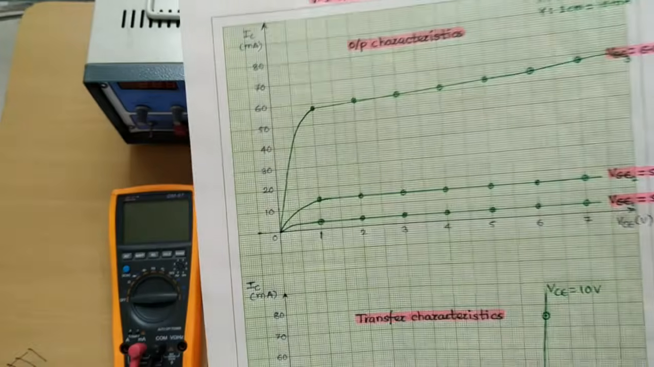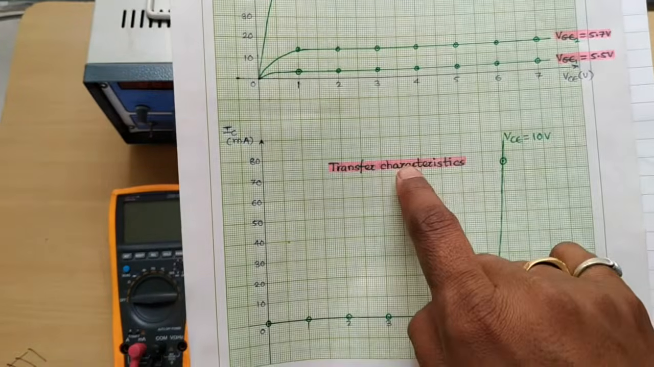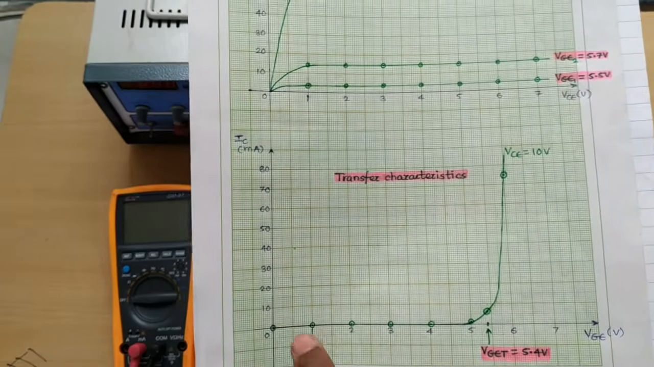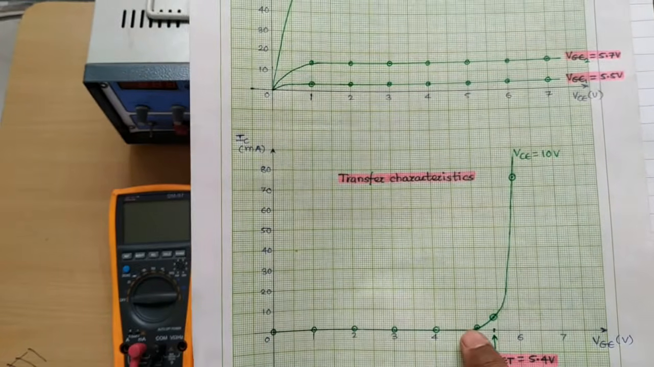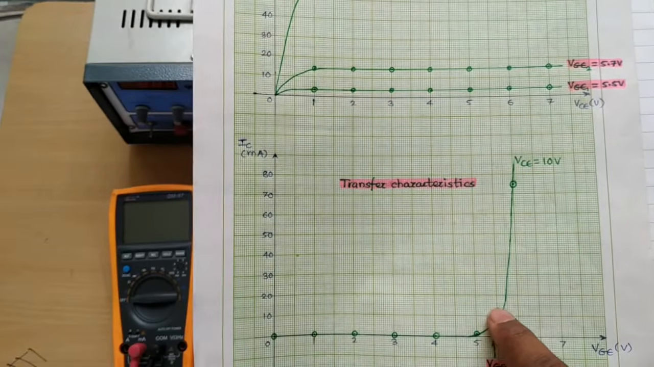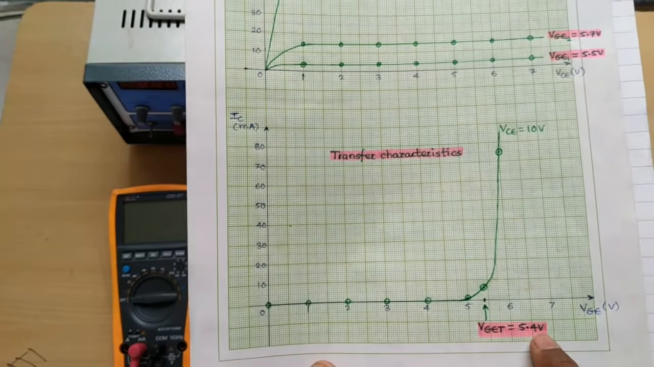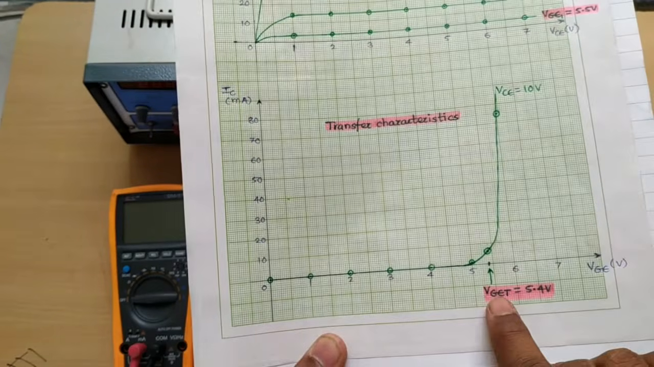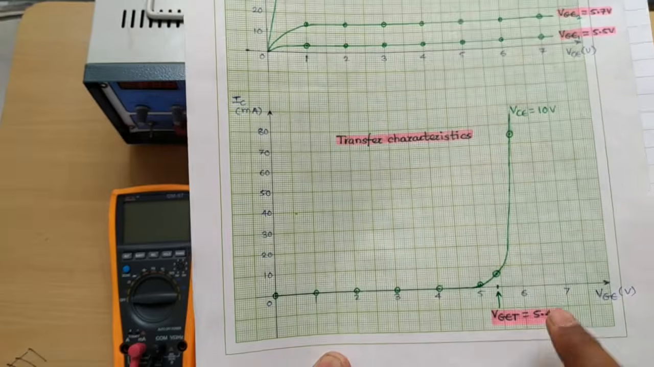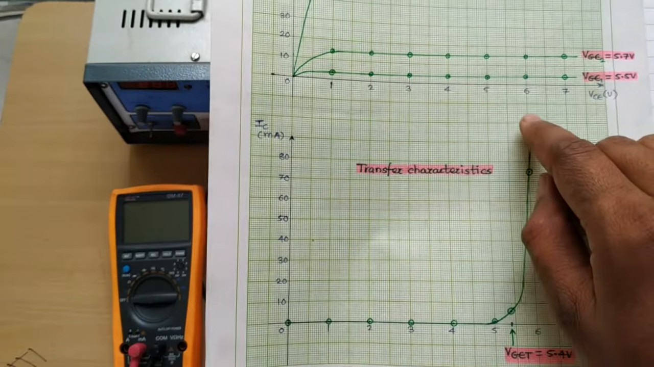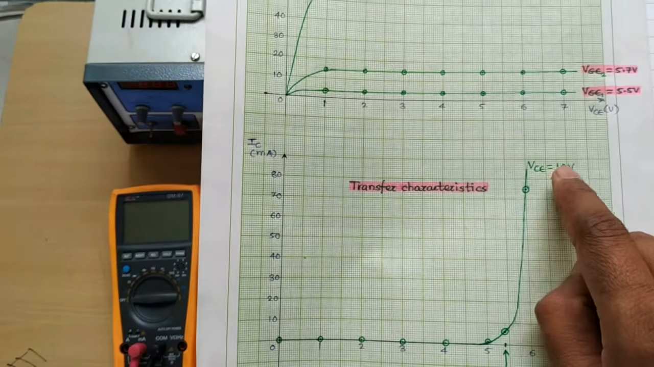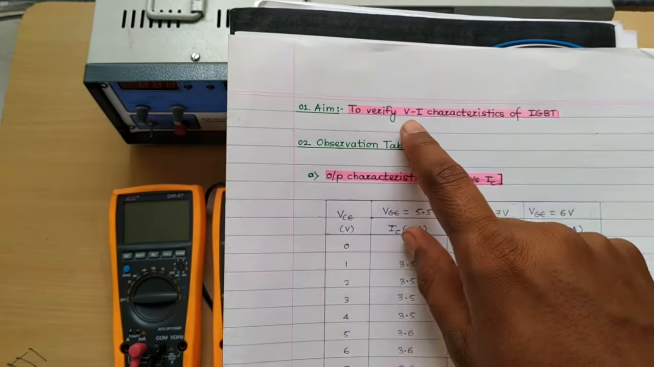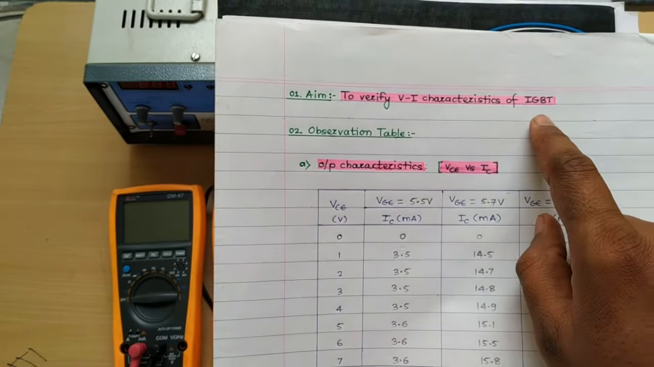Now the second characteristic is the transfer characteristics, a graph between the input quantity and output quantity. Here you can see that initially your current is almost 0, and after 5 volt your device starts to turn on, and exactly at 5.4 volt your current suddenly starts rising. That is your gate to emitter threshold voltage, and after this point your current rises suddenly. At this time we are keeping the output voltage constant. So this is all about the experiment on V-I characteristics of the IGBT.